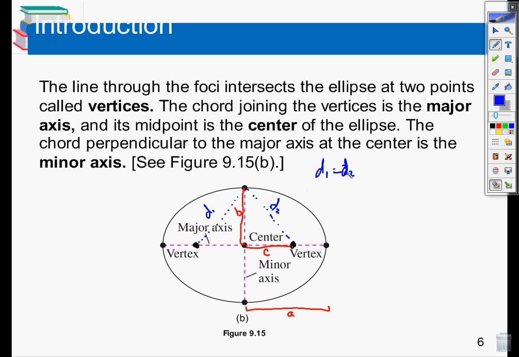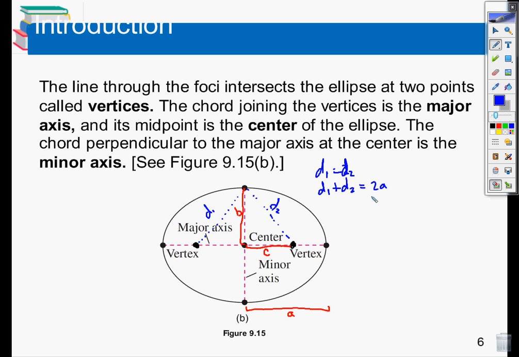And remember that D1 plus D2, the two distances from the foci to any particular point, always equals some constant number. And it turns out that this constant number is equivalent to 2a. So really, it's the length of the major axis. And that's a very, very important relationship that happens in ellipses.